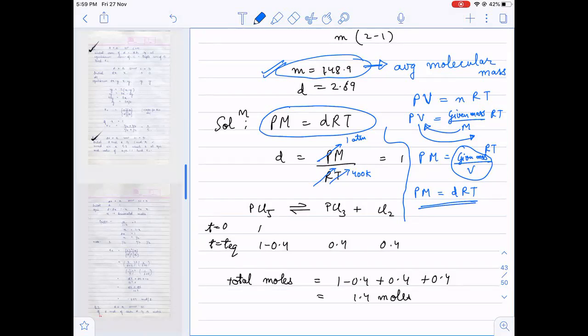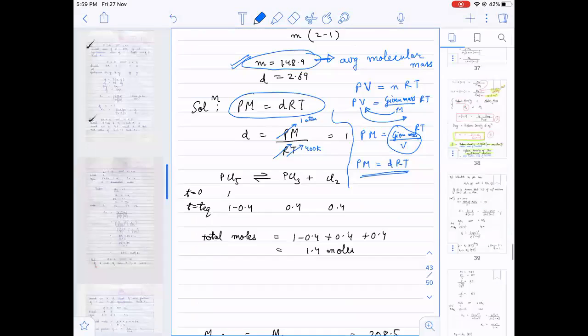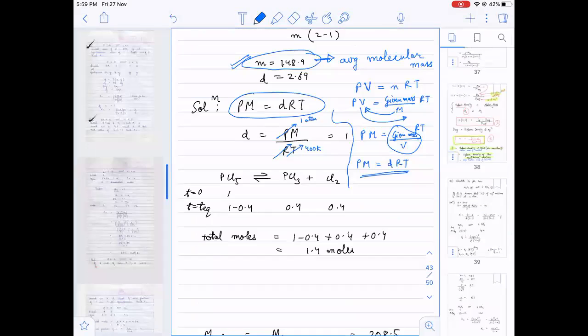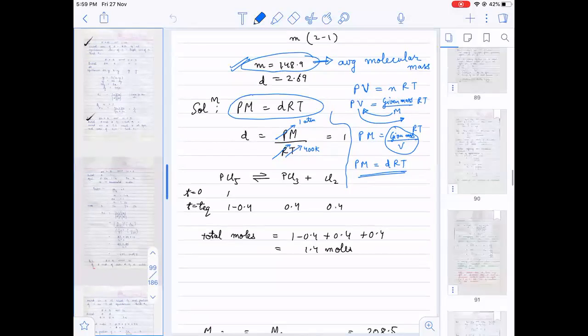Yes, is it all right? Yes, sir. Okay, please copy this. Sir, we got it till here in the last class. Till where? PM is equal to dRT, 148.9. Yes, till 148.9 we got in the previous class. That's true.